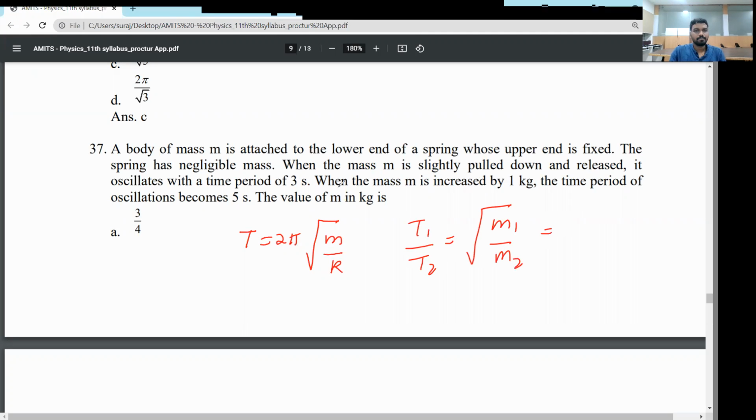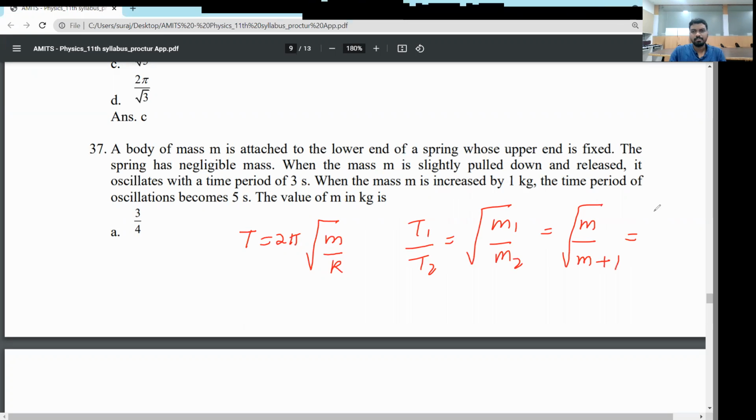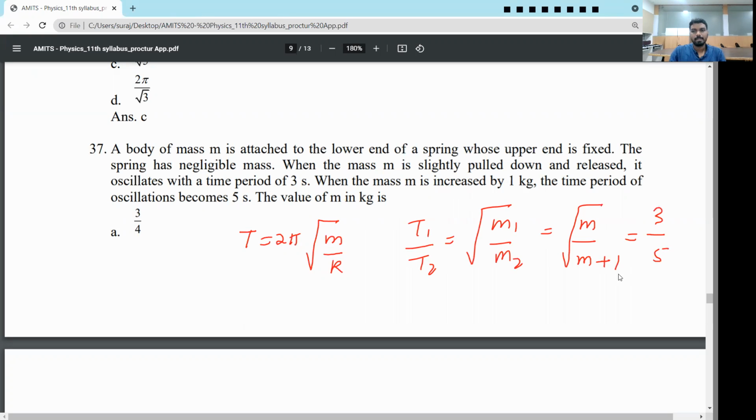M1 is given. Mass is increased by 1 kg, right? So this is root over m by m2, where m2 is m plus 1. This becomes 3 by 5, that is 9 by 25. 9 by 25 is equal to m by m plus 1. Solve this, you will get the answer.